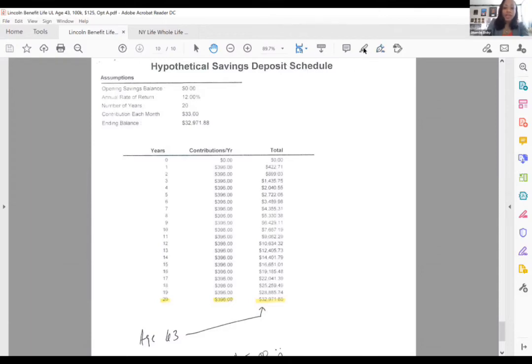If they can save that $33 a month for the next 20 years, they would have $32,000 in an investment versus $25 that was going to be left in their universal life policy. So at that point, it's done.